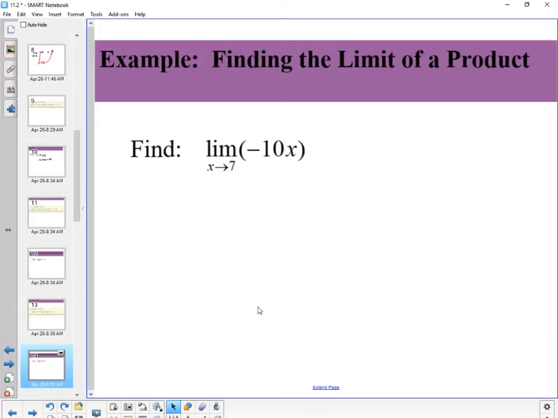Dallas, what's the limit here? I can tell you. Good job. Negative 70 is absolutely correct.